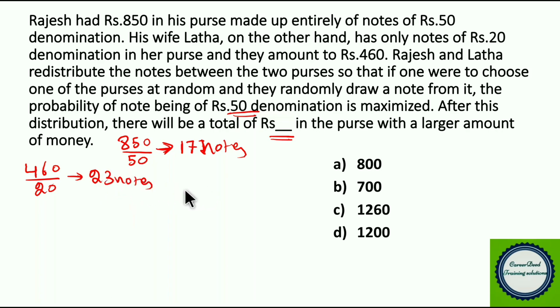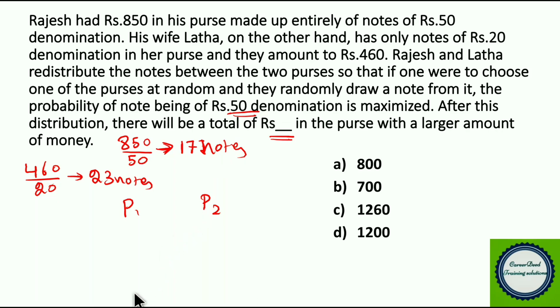Now we have 2 purses, so you can take them as purse 1 and purse 2. Now here you have a hint: one of the purses is chosen at random, and then they randomly draw a note from it. The probability of the note being a 50 rupees denomination is maximized. So here the probability should be maximized.